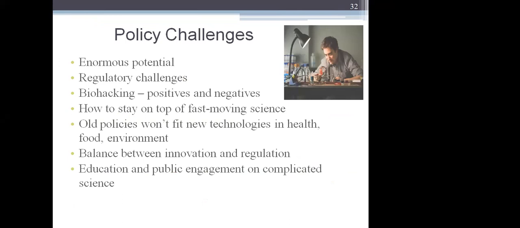There are a lot more examples and applications by using these genome editing techniques, and they have enormous potential. But along with this potential, there are also regulatory challenges for policymakers, and ethical challenges, as people also ask whether this is ethically right or not.